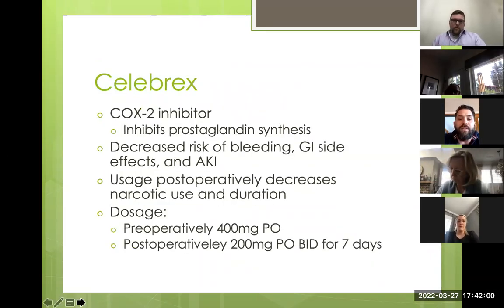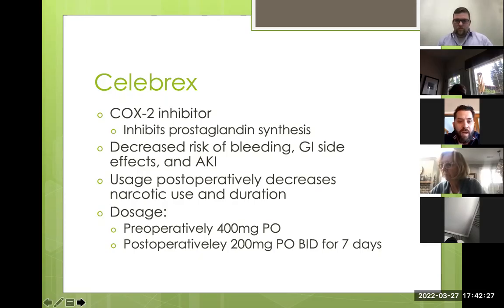Celebrex is a PO med that you could give preoperatively. You don't want to really give Celebrex and Toradol together. You can kind of choose one or the other. It too is a prostaglandin inhibitor. Decreased risk of bleeding and GI side effects and acute kidney injury with Celebrex. You can start pre-op and then just continue post-operatively for 7 days if your surgeon's on board. Celebrex works really well, especially for your orthopedic surgeries.